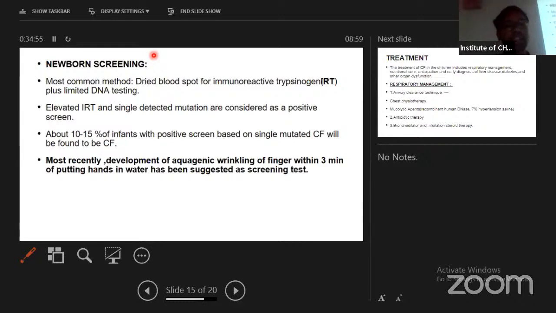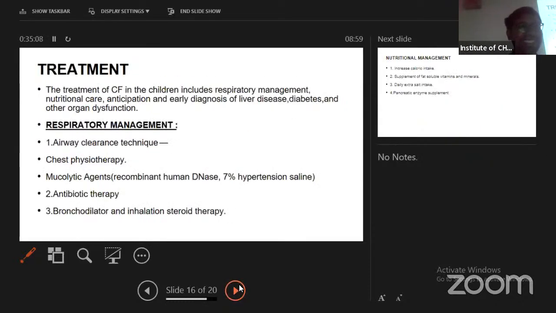Most recently, aquagenic wrinkling of the fingers within 3 minutes of putting hands in water has been suggested as a screening test. What I'm seeing is that those who are carriers also have the possibility. There is a publication kind of trying to push this as a population-based screening method.